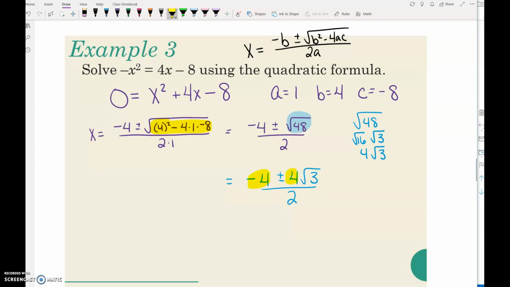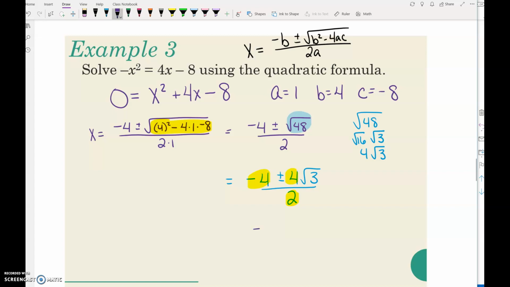Again, check your whole number pieces. All of those can be divided by 2. You can't ever mess with the thing under the radical. That radicand is stuck under the radical. You can't divide anything out of that. But you can check the negative 4, the 4, and the 2.